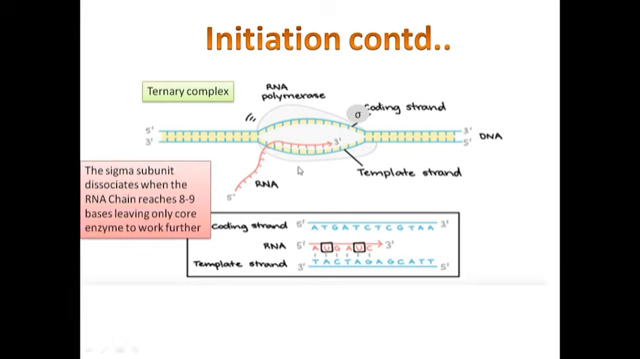Once 8 to 9 nucleotides of RNA have been added, the sigma subunit's work is done. Its prime work was to recognize the promoter. It has recognized the promoter, and now its work is done. What happens to it? After 8 to 9 bases are added, it dissociates from the enzyme, and we are left with only the core enzyme here.